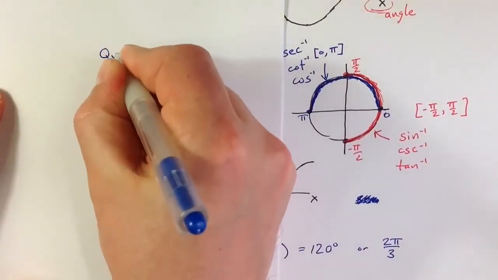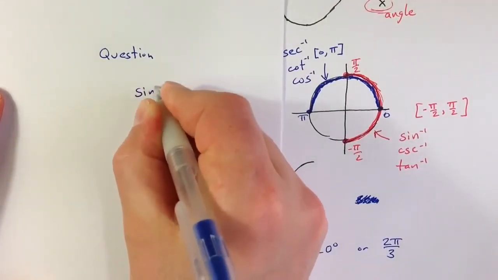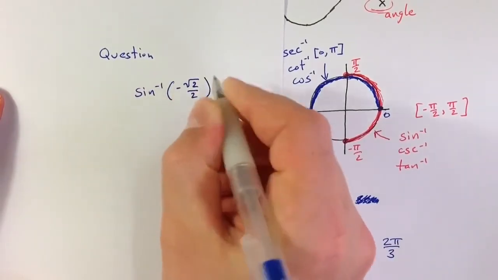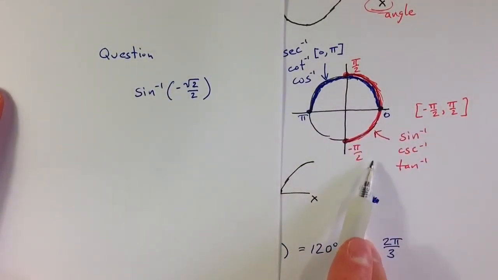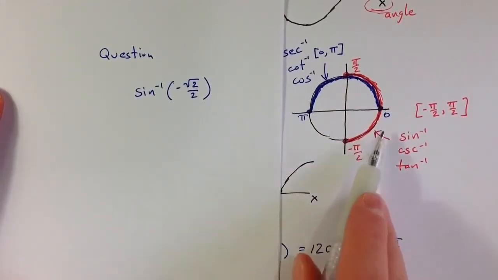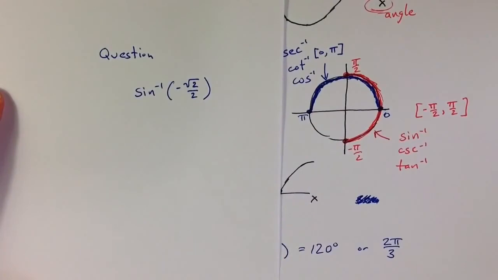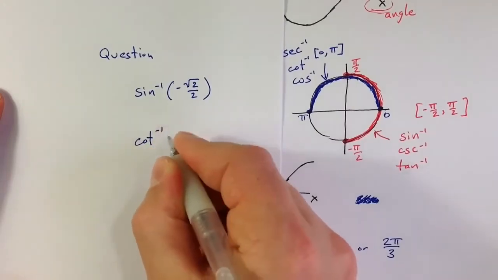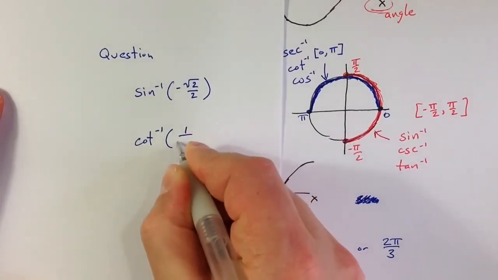So thinking about those angles, let me end with the following question. What would be sine inverse of negative square root of 2 over 2? So what angle, given these parameters, in particular given the fact that the angle has to be between negative pi over 2 and pi over 2, or in degrees, negative 90 degrees and 90 degrees, would correspond to the ratio negative square root of 2 over 2? In a similar way, for cotangent, what would be the angle that corresponds to a cotangent ratio of 1 over the square root of 3?